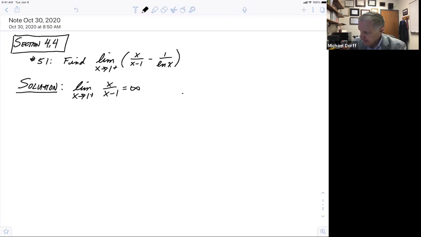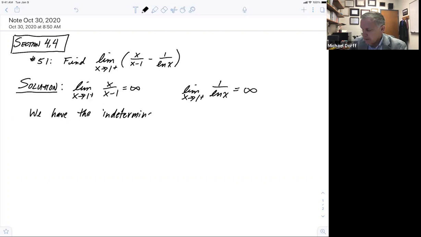Likewise, if I do the second term, the limit as x goes to 1 from the right of 1 over natural log of x, the natural log of 1 is 0. And so I get 1 over something close to 0, which is infinity. And so we have the indeterminate form of infinity minus infinity.